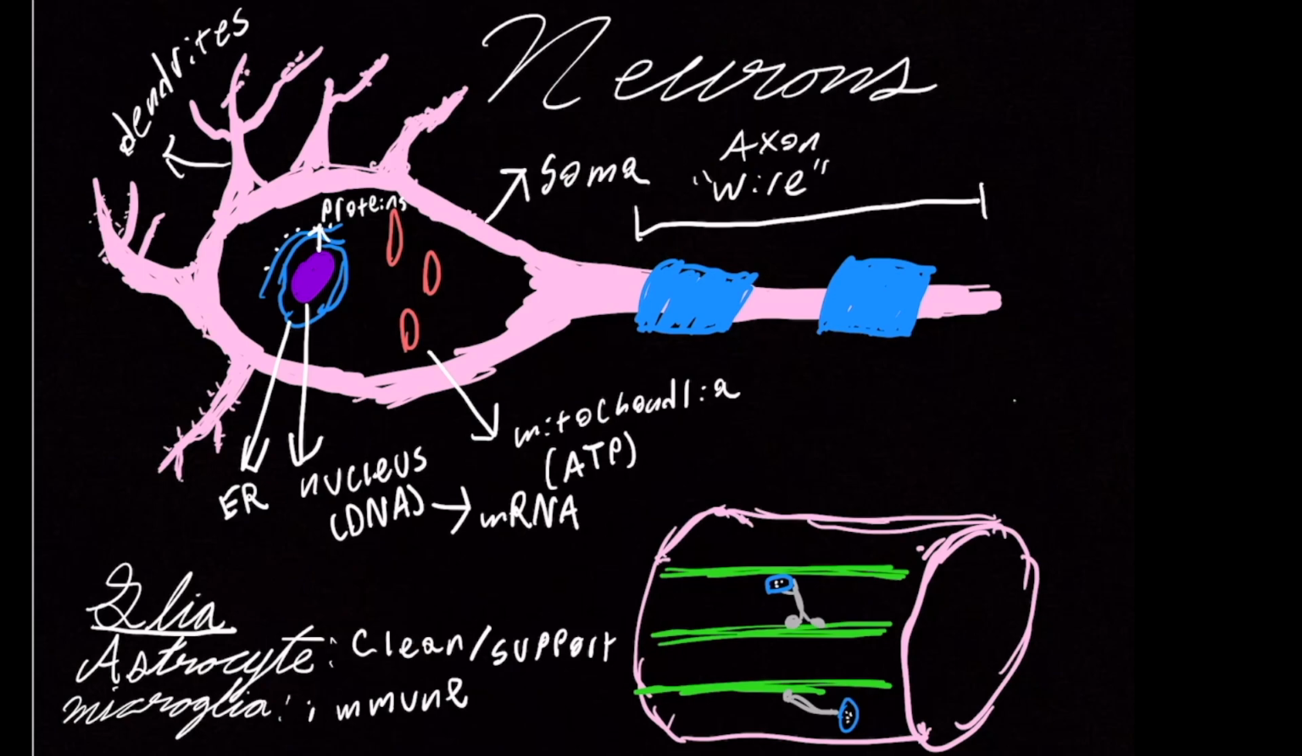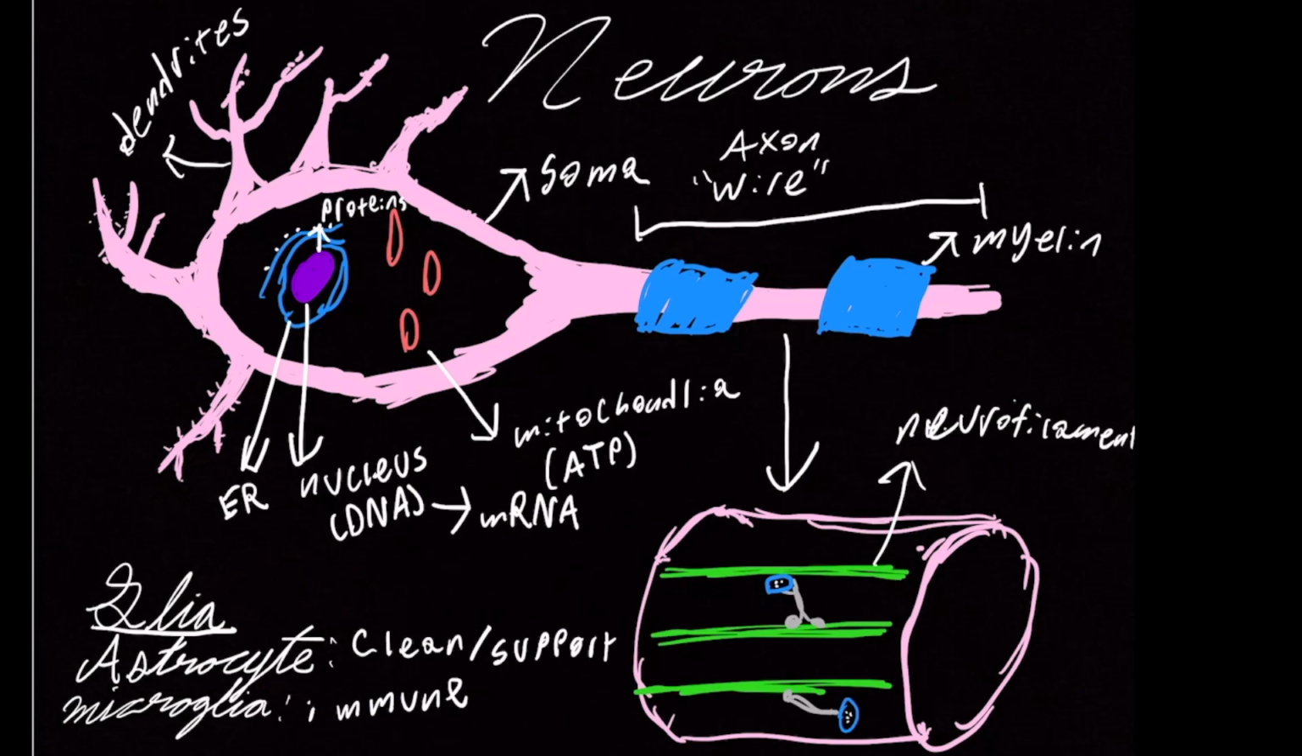Now if this is the wire, then on the outside, these blue fatty coats called myelin can be the plastic coating of our wire. This will help insulate and speed up the movement of electrical activity inside the neuron. If we zoom into the axon here, we can see these green-like strips, which are called neurofilaments. These neurofilaments are used for support as well as transport inside the axon.